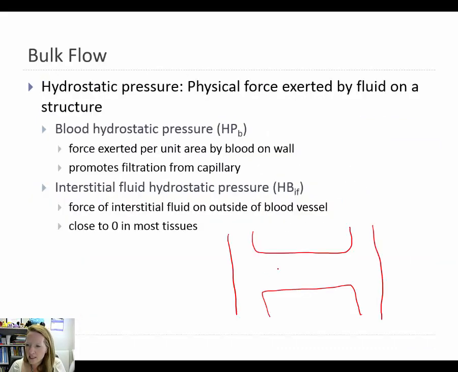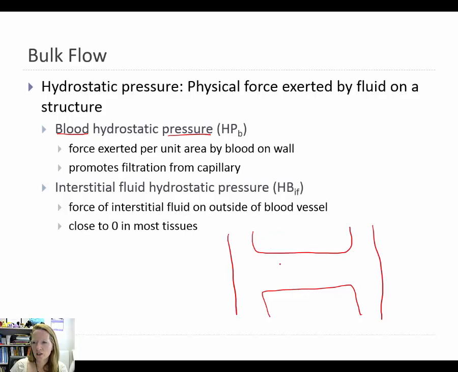But if this is the inside of the blood vessel, the physical force exerted by the blood inside of the blood vessel, well, that's just blood pressure. So this is what blood hydrostatic pressure is. It is basically blood pressure, but here in the capillary end. So we'll talk about how this promotes filtration in the capillary. We'll discuss this in a second. We'll do some math. If you hate math, I'm sorry. It'll be really easy. It'll be just fine.